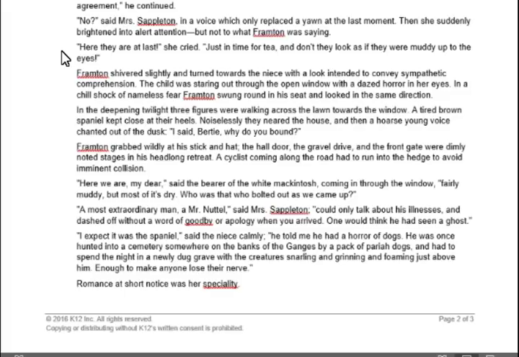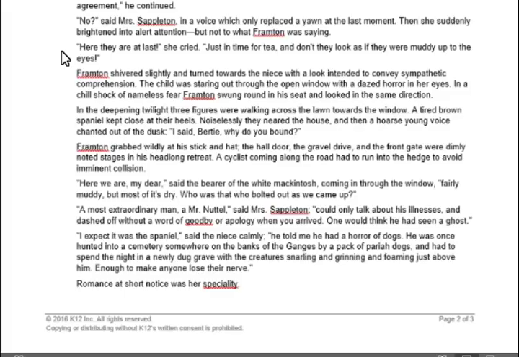Frampton grabbed wildly at his stick and hat. The hall door, the gravel drive, and the front gate were dimly noted stages in his headlong retreat. A cyclist coming along the road had to run into the hedge to avoid imminent collision. "Here we are, my dear," said the bearer of the white mackintosh, coming in through the window. "Fairly muddy, but most of it's dry. Who was that who bolted out as we came up?"